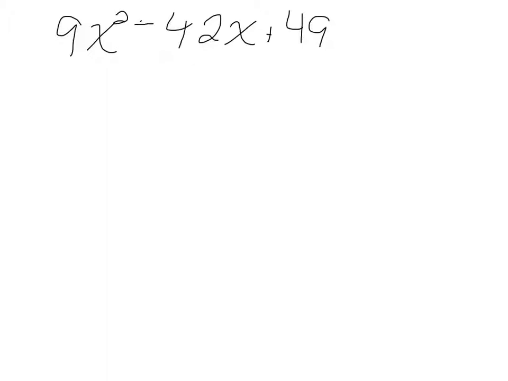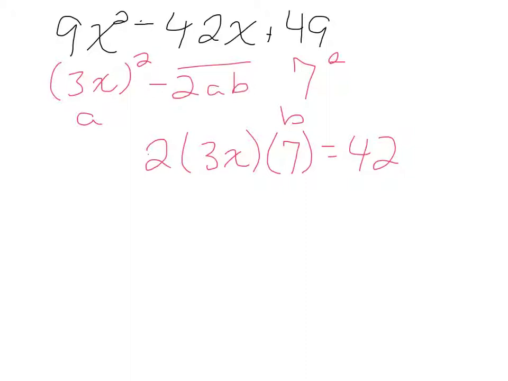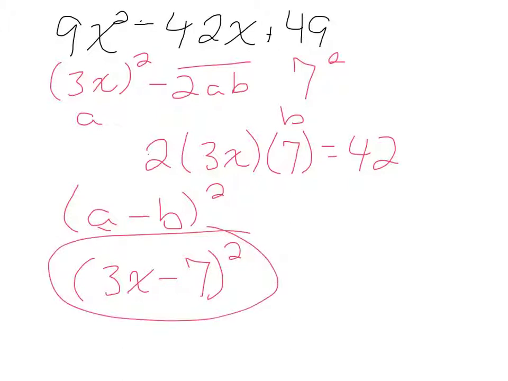Alright, so if I take a look at this, 9x squared would be 3x squared, and 49 would be 7 squared. So 3x would be my a, and 7 would be my b. So let's double check and see if the 42x is 2ab. So 2 times a would be 3x, and b would be 7, which does equal 42. So this is a minus 2ab. And if we look back, that means it factors into a minus b squared. And we know that a would be 3x, b is going to be 7. So it's going to be 3x minus 7 squared.